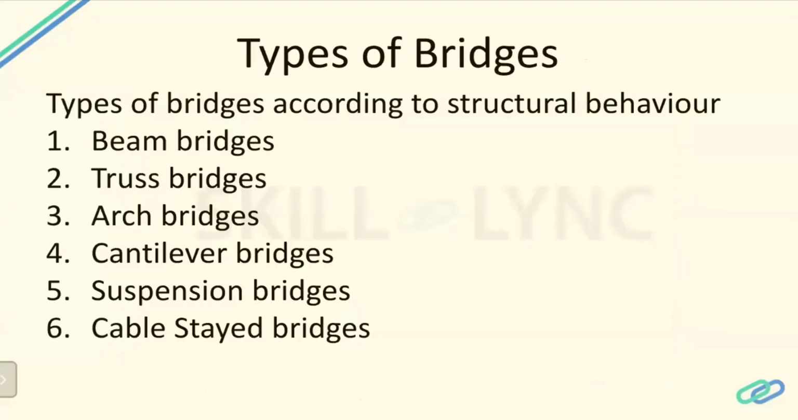Now we come to types of bridges. The types of bridges according to structural behavior are classified into six types. The first one is the beam bridge, the second is the truss bridge, and the third is the arch bridge, followed by cantilever bridges, suspension bridges, and cable-stayed bridges.